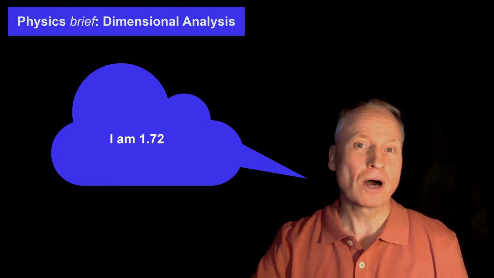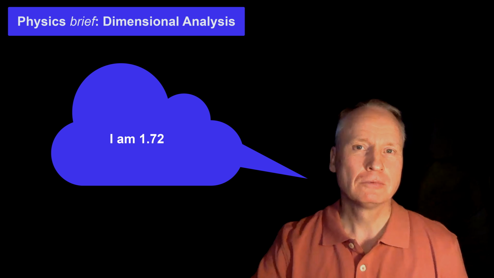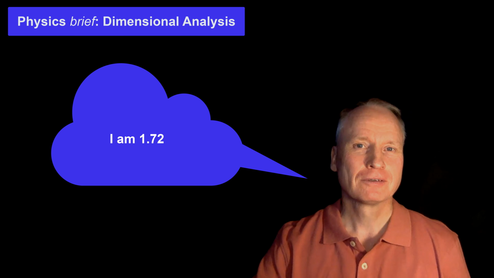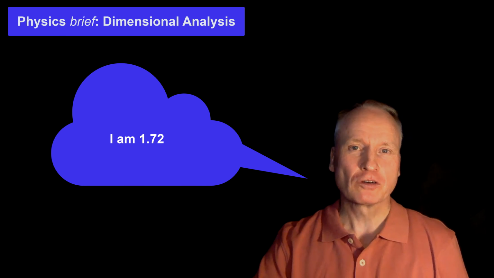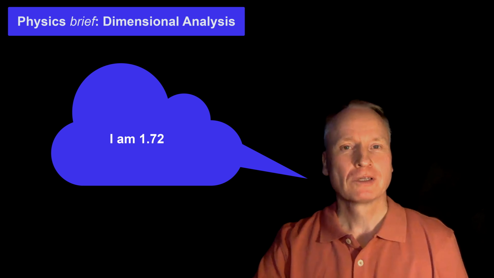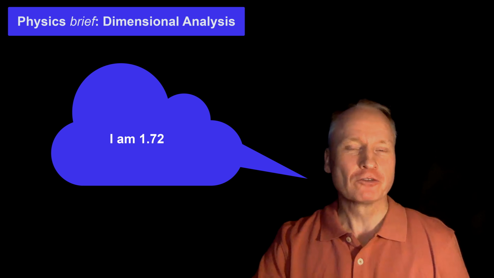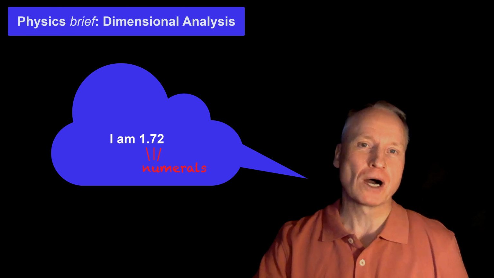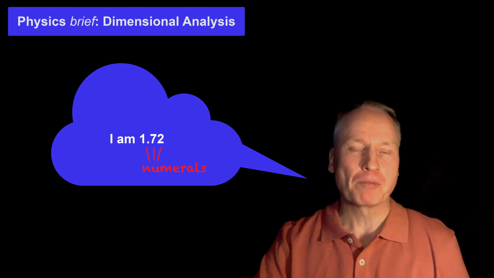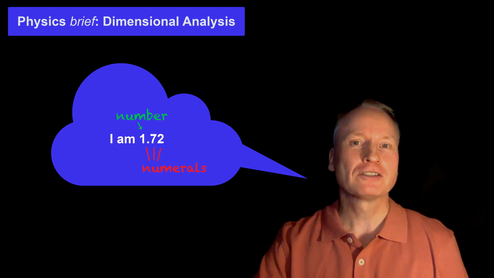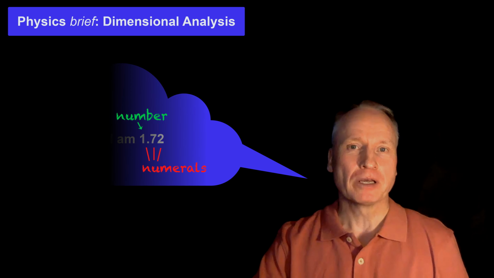I am 1.72. Well, that statement does not make any sense, or does it? It does not convey any information to you. I am 1.72. I've only given you three numerals, the numeral 1, the numeral 7 and the numeral 2. If you combine them, I've given you a number, 1.72. But still, that doesn't tell you anything about me.